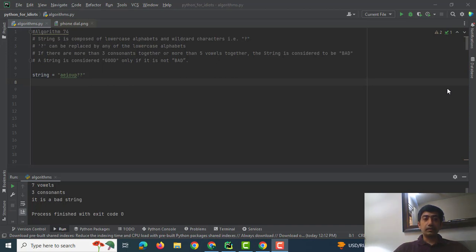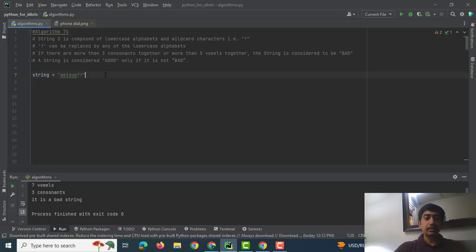So we need to classify how to deal with the question marks. If the letter before the question mark is a vowel, then the question mark would be dealt as a vowel. If the letter before the question mark is a consonant, then the question mark would be dealt as a consonant. So for this purpose we would be using flag variables. Flag variables are basically toggles which would help us in identifying how to classify the question mark.